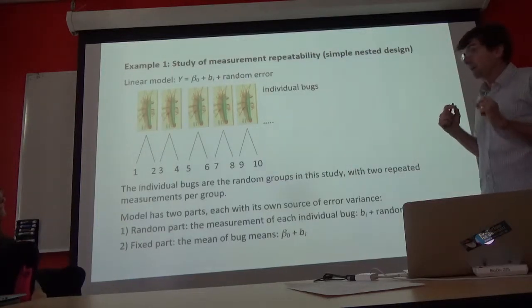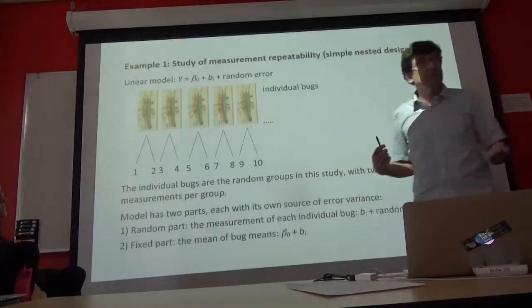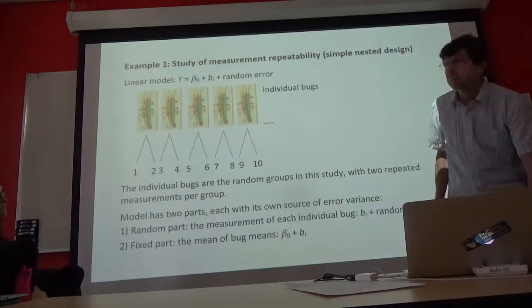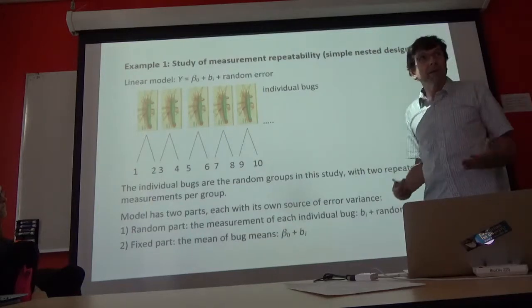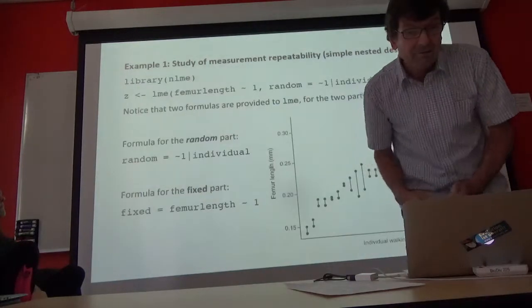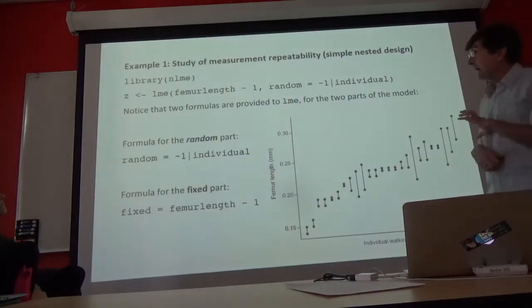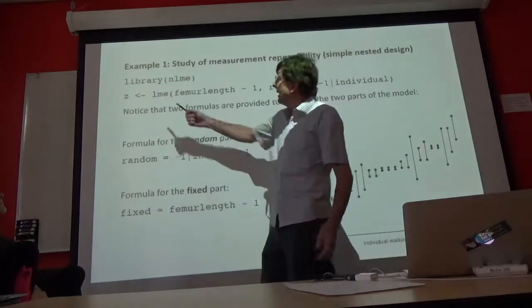So there again, there are two sources of random error. In this case, the measurement error, the variation within individuals, and then the variation between individuals, and each of them is used differently in modeling the random and the fixed part of the linear model. And so to analyze the data, I used the nlme package, and lme.